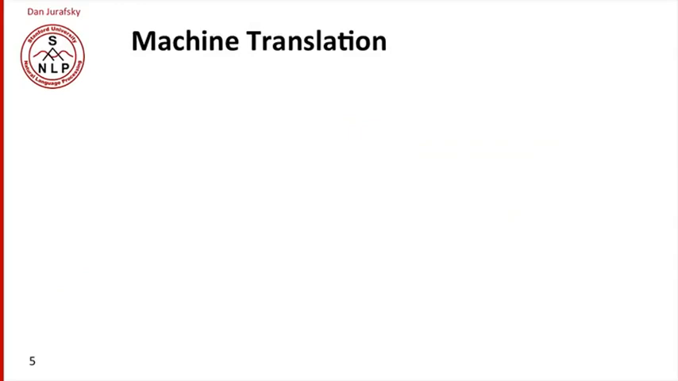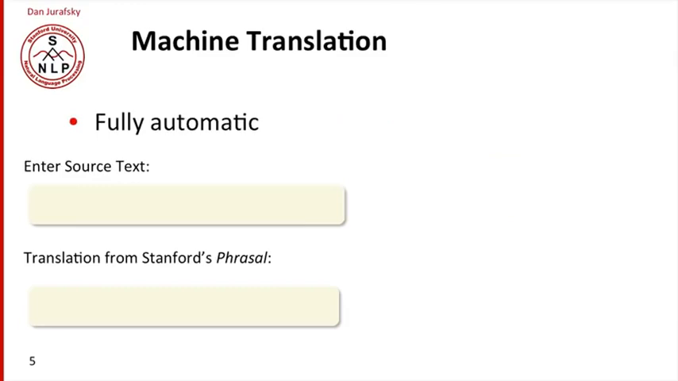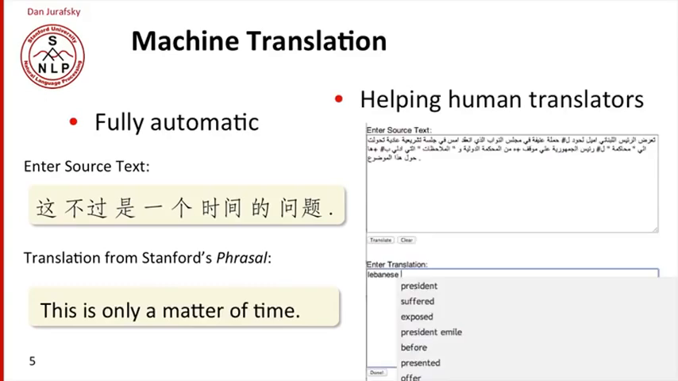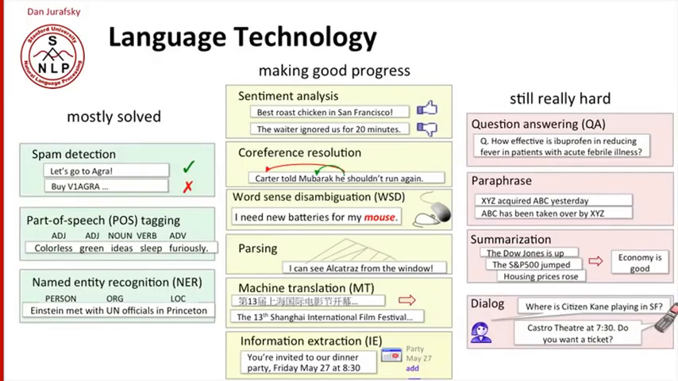Machine translation is another important new application. And machine translation can be fully automatic. So for example, we might have a source sentence in Chinese, and here's Stanford's phrasal MT system translating that into English. But MT can also be used to help human translators. So here we might have an Arabic text, and the human translator translating it into English might need some help from the MT system, for example, a collection of possible next words that the MT system can build automatically and help the human translator. Let's look at the state of the art in language technology.